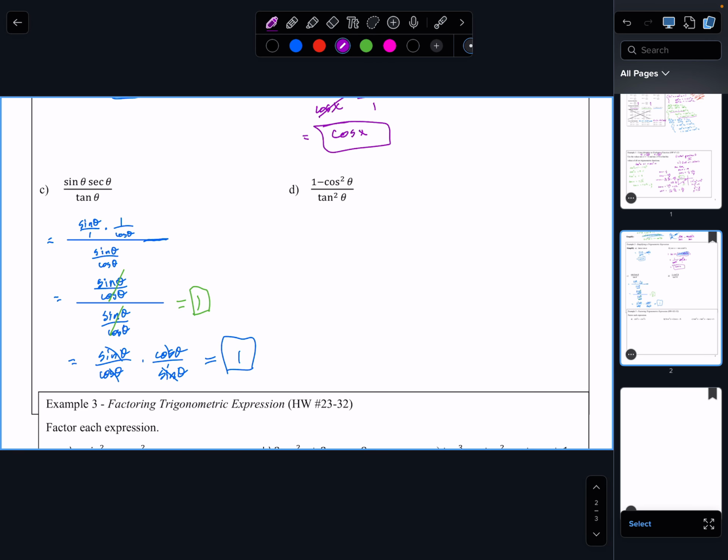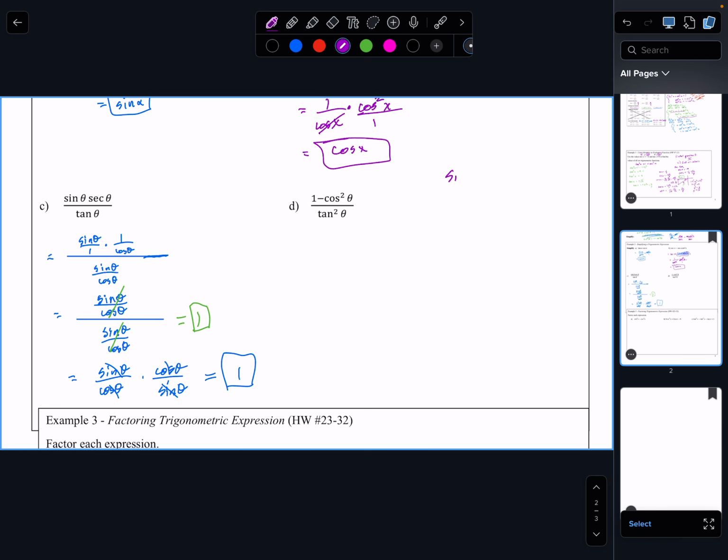In part D, 1 minus cosine squared brings to mind Pythagorean identity. We have sine squared theta plus cosine squared theta is 1. And if I move the cosine squared over to the right, I see that 1 minus cosine squared. And so 1 minus cosine squared is sine squared. You're going to use that a lot, so hopefully that will become something that you're able to identify right away. So 1 minus cosine squared is sine squared.